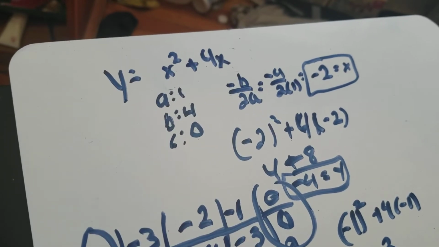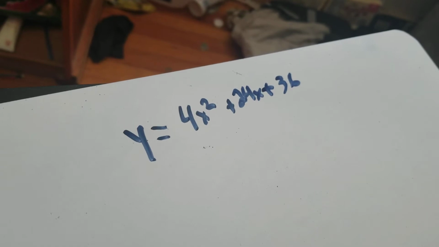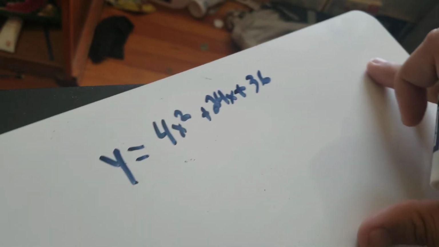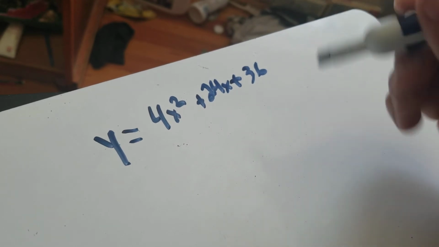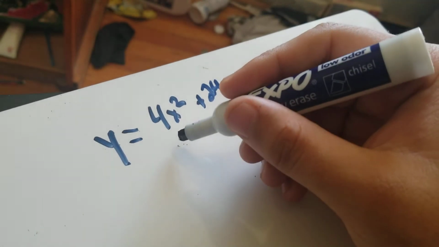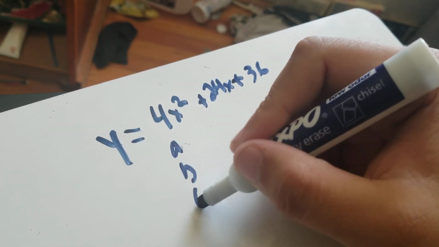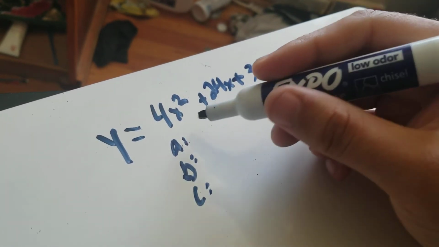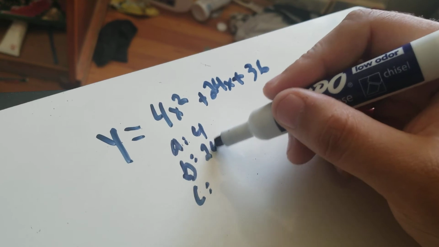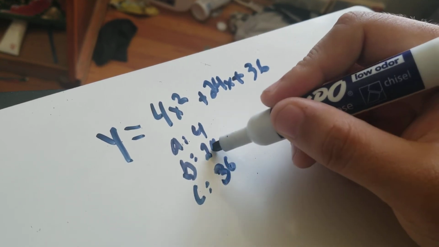Let's do an example where there actually is only 1 zero. I'm 99% sure this one will cause one solution. Actually, I know for a fact it does. So let's do our normal thing and start by identifying A, B, C. A is 4, B is 24, and C is 36.